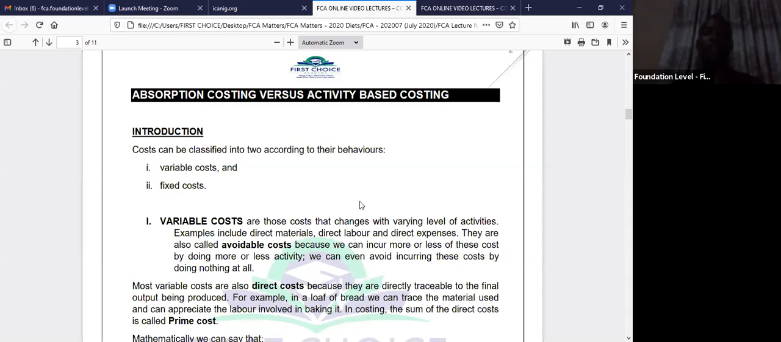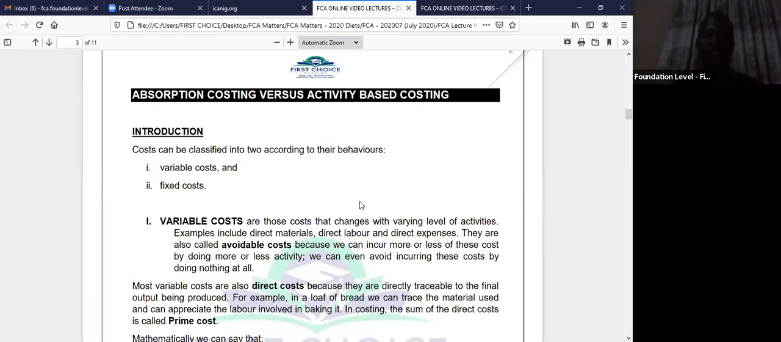Variable costs are those costs that change with the level of activity. Like yesterday we said, if you are making one loaf of bread, you have a particular cost. If your level of activity increases to 10, your variable cost will increase according to the level of activity. We also said that they are avoidable costs, okay? So if you remember from yesterday's class, avoidable costs are relevant costs. So variable costs are avoidable. We also said they are incremental in nature.